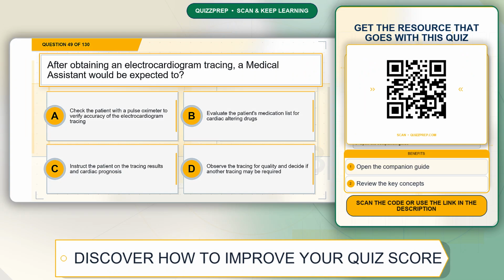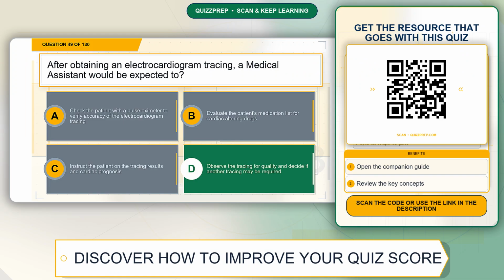Question 49. After obtaining an electrocardiogram tracing, a medical assistant would be expected to: Option A, check the patient with a pulse oximeter to verify accuracy of the electrocardiogram tracing. Option B, evaluate the patient's medication list for cardiac-altering drugs. Option C, instruct the patient on the tracing results and cardiac prognosis. Option D, observe the tracing for quality and decide if another tracing may be required. The correct answer is option D, observe the tracing for quality and decide if another tracing may be required.